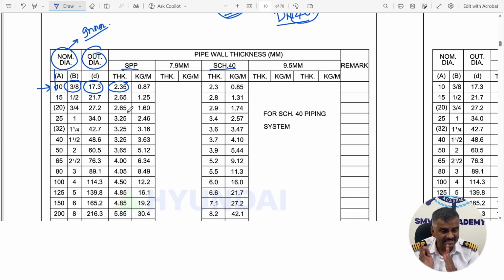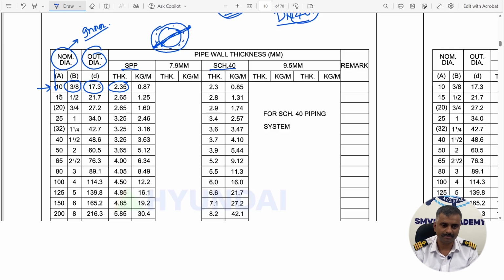If it is a stainless steel pipe or a mild steel pipe, the nominal dia remains the same. So you will not be able to locate this. If this is a pipe, say this is the OD, this is the OD, and this is the thickness. If this is the outer dia, you will not be able to find the nominal dia.